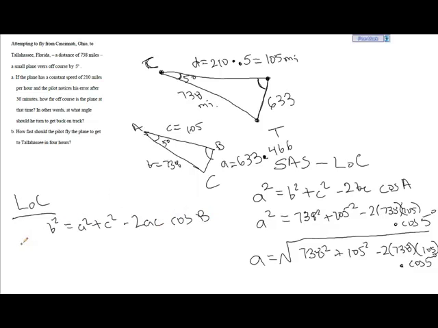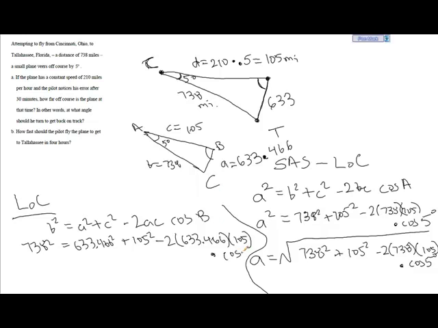And I'm going to fill in what I have, so I know 738 squared equals A squared, which is 633.466 squared, plus C squared, which is 105, minus 2 times 633.466 times 105, times the cosine of B, which is what we're trying to find, so we'll end up isolating that. And so I'm going to do a lot of arithmetic here, or algebra, all at one time.